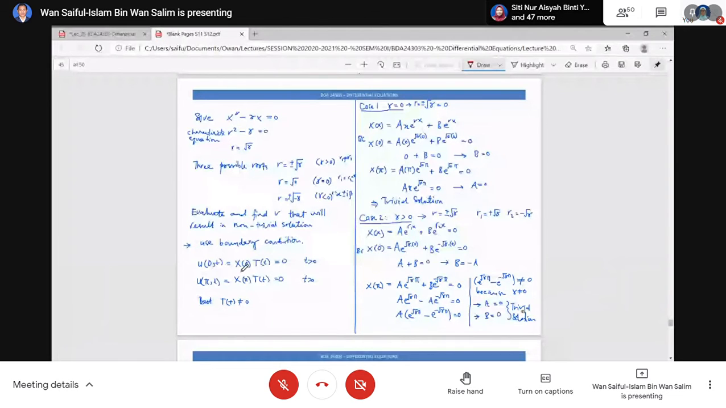Sebelum tu, before that, let's look at the possible roots dulu. So the possible roots are, you know, if you have the root to be apa ni? Sebenarnya saya nak terang ini dulu. Okay, tak apa. The root to be a positive number. So how can this be a positive number?